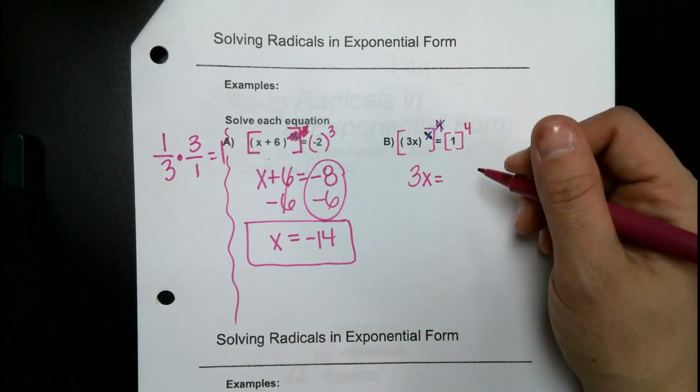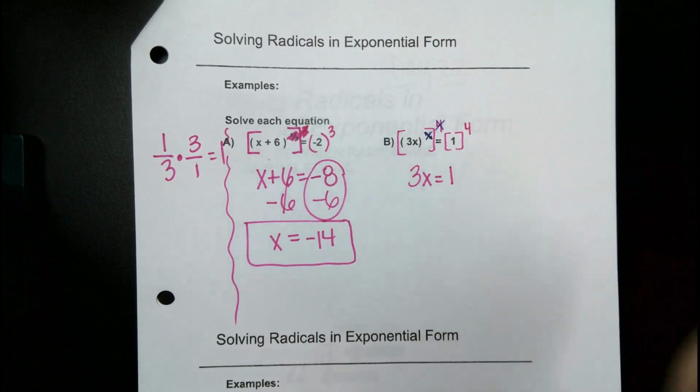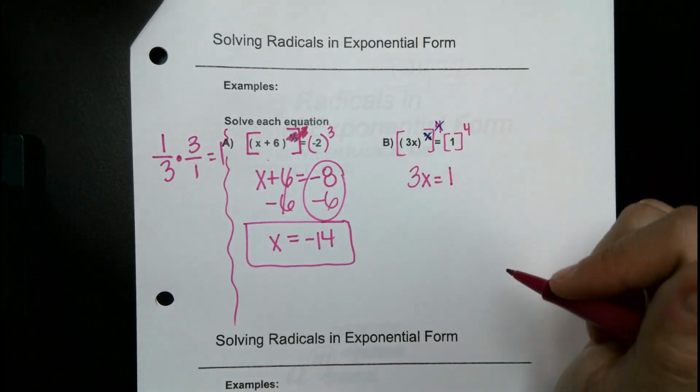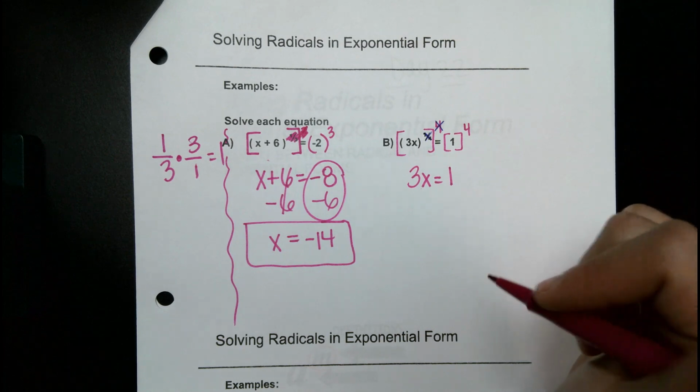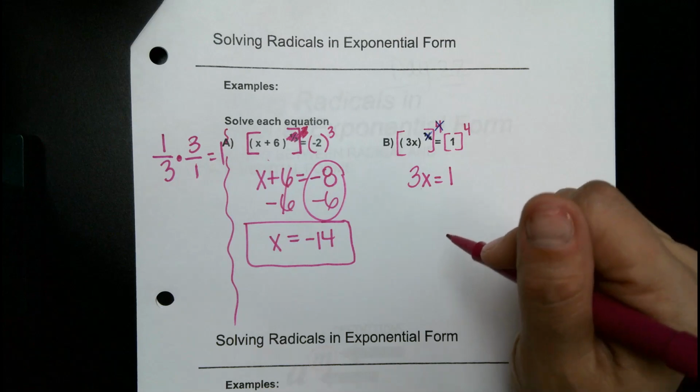If I multiply 1 by itself 1,000 times, what is it? 1. 1 times 1 is 1. Times another 1, still 1. Times another 1, still 1.